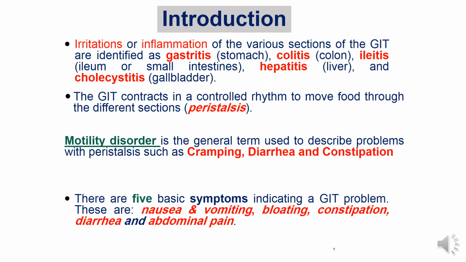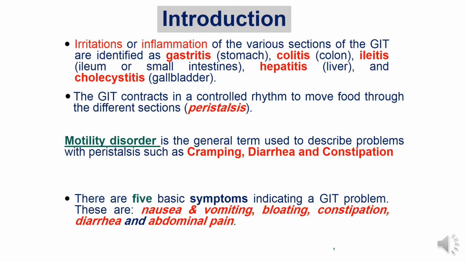Gastritis is an inflammation of the stomach. If the inflammation is in the colon, it is called colitis. If the inflammation is in the ileum or small intestine, this is called ileitis. If there is liver inflammation, this is called hepatitis. If there is inflammation in the gallbladder, this is called cholecystitis.